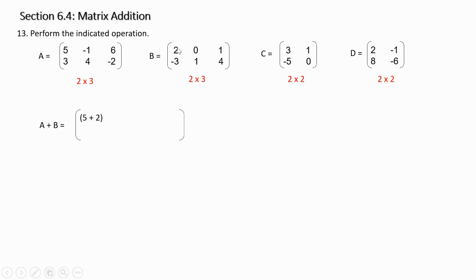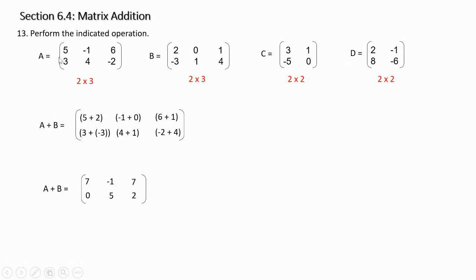So we're going to add these right here, and these right here, and then we do also the ones at the bottom. And then negative 2 plus 4, right? So it'll be 7, negative 1, 7, 0, 5, and 2.